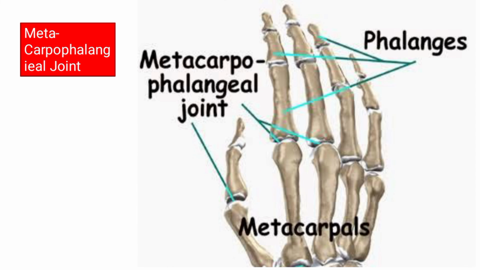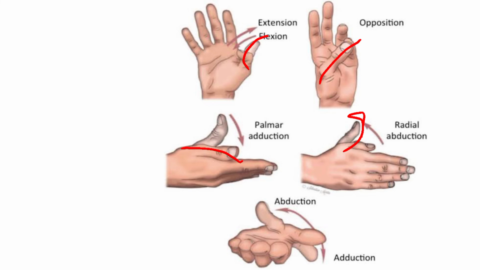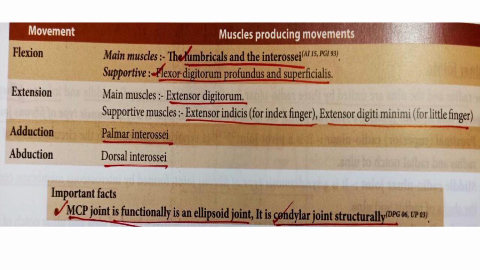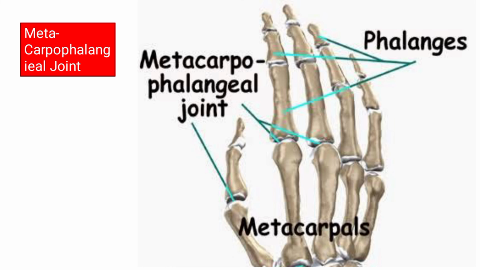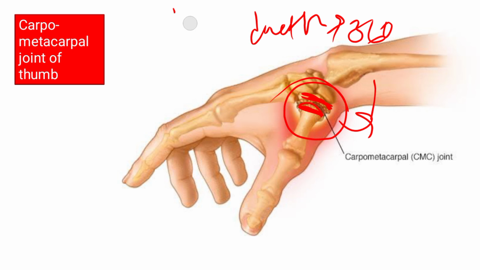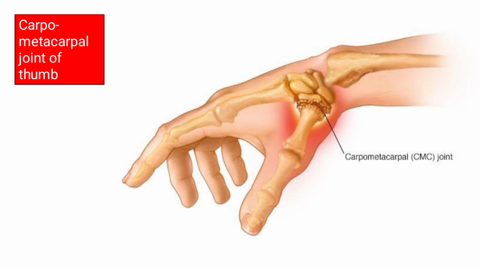Now, wait, for this, whether I have added a table or not. For flexion, the main muscles are the lumbricals and interossei, and the supportive muscles are flexor digitorum profundus and superficialis. And for extension, this is for the metacarpophalangeal joint. I have not added a chart for this. Okay, wait, I'm just writing this. You guys can note from here.